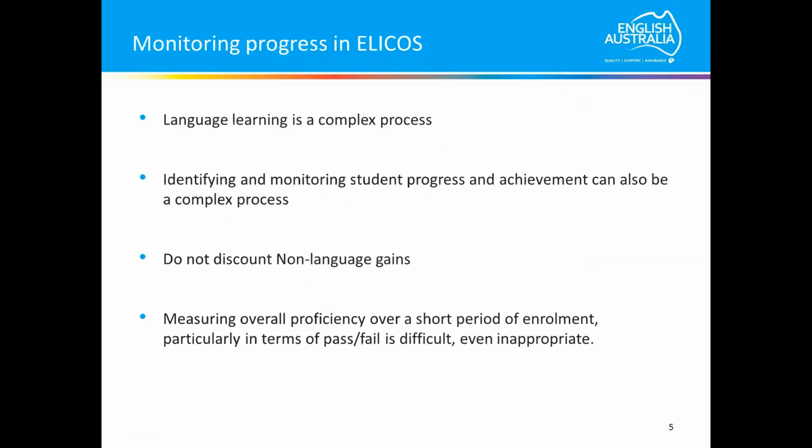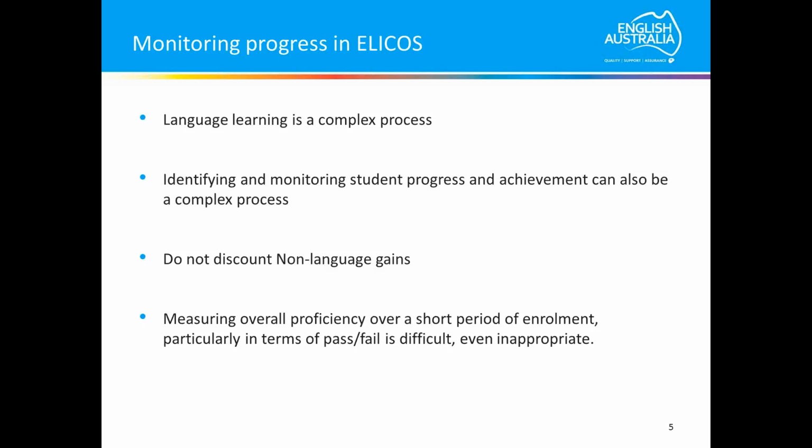So why is progress monitoring in ELICOS problematic? As we know, language learning is a complex process. It depends on a range of factors, combinations like the student's goals, time available for study, student motivation to learn, their learning style, the course content and outcomes, the types of courses they enroll in, the methodology used in instruction, and the level of support provided by the school. Now, this also makes identifying progress and monitoring student progress quite problematic and complex in itself.